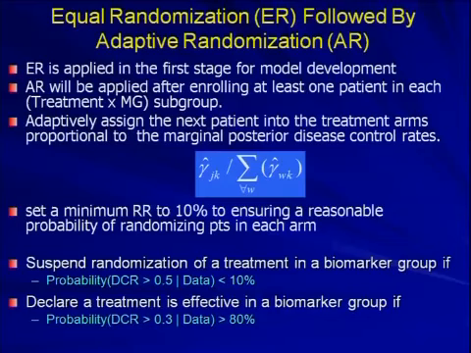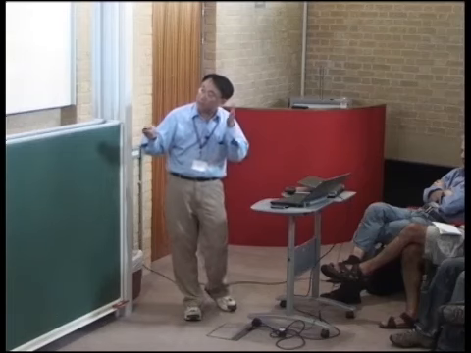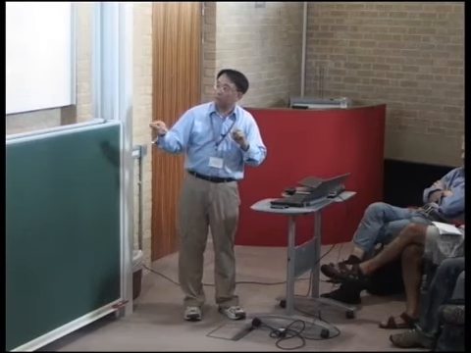Okay, we have a suspension rule for randomization. If the probability that the disease control rate is greater than 0.5, which is our target, given the data is low, then we do not put patients into that arm for that patient marker group. And at the end of the trial, we declare the treatment effective in a marker group if the probability that the disease control rate is greater than 0.3, which is the norm, is greater than 80%. So it has to be better than the norm with high probability to declare a success in that subset. But if the chance of effective treatment for that marker group is low, then you don't put patients there.